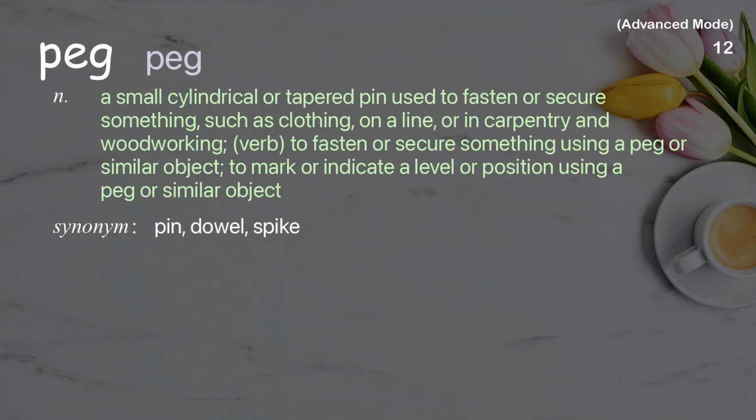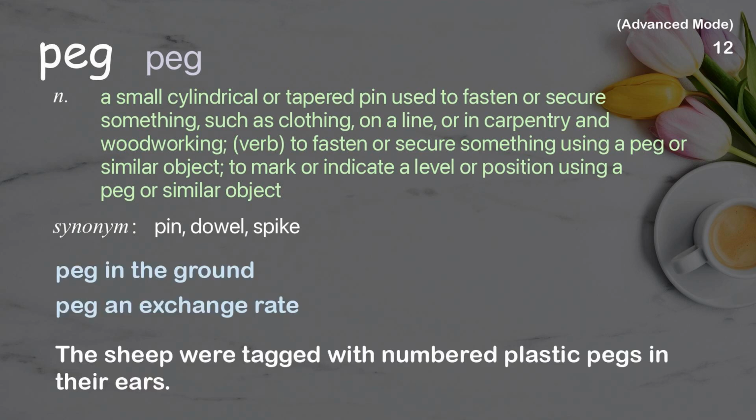Peg. A small cylindrical or tapered pin used to fasten or secure something, such as clothing, on a line, or in carpentry and woodworking. Verb, to fasten or secure something using a peg or similar object. To mark or indicate a level or position using a peg or similar object. Examples: Peg in the ground. Peg an exchange rate. The sheep were tagged with numbered plastic pegs in their ears.